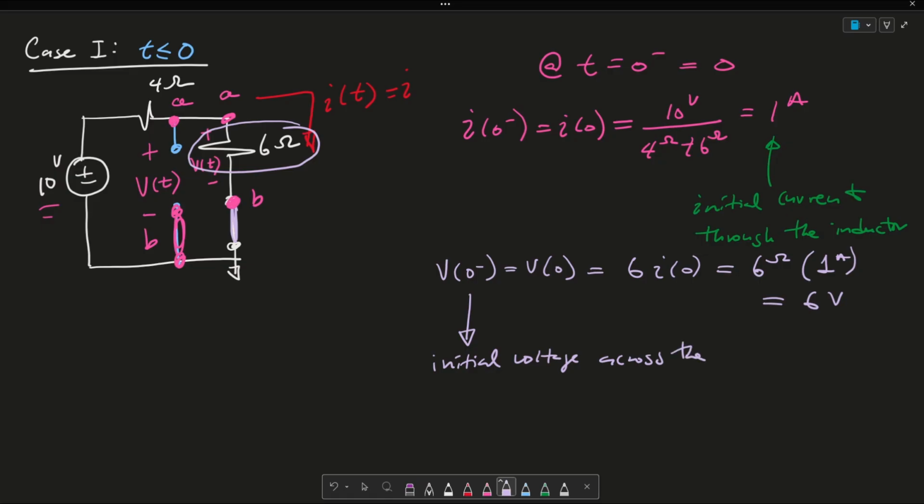across the capacitor. And again, remember from our past video, we need 2 initial conditions because we have this inductor and this capacitor here. And in order to satisfy our final i(t) equation, we needed 2 initial conditions. So this is it for case number 1. If you have any questions or concerns, please leave them down in the comment section below, and I'll be sure to get back to you.